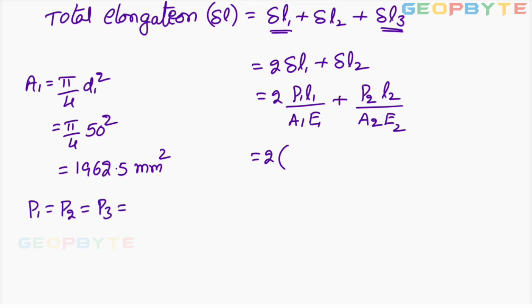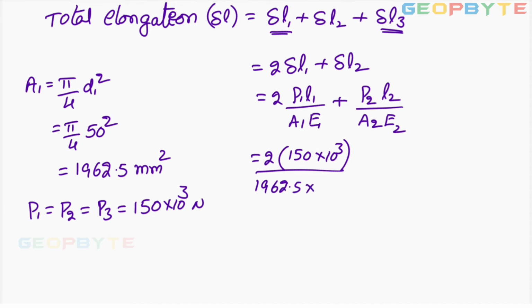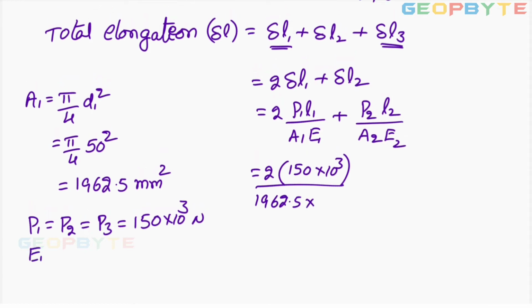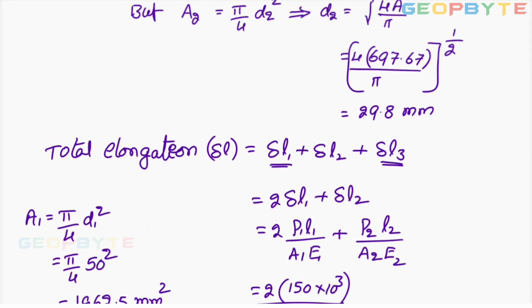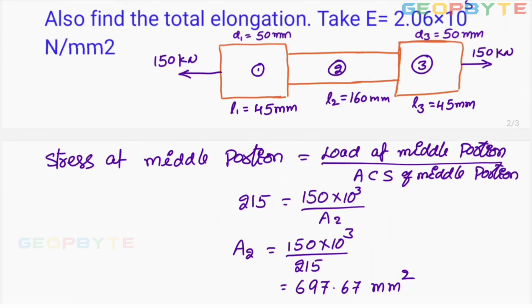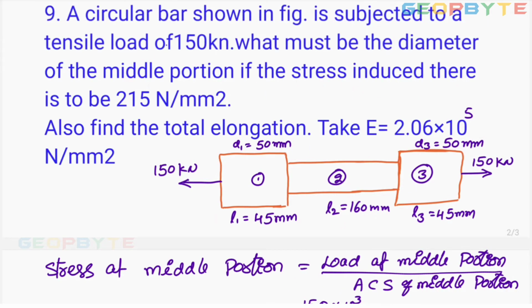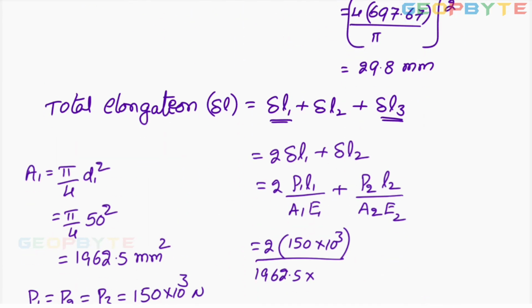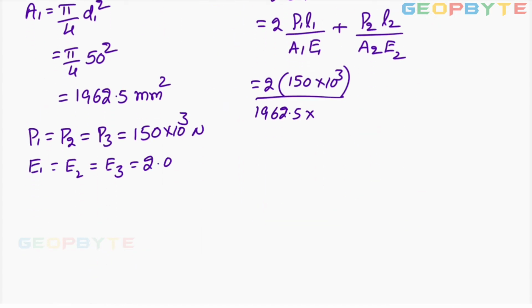Now the total elongation equals 2 into, of course, P1 equals P2 equals P3 equals 150 into 10 raised to 3 newtons. So 150 into 10 raised to 3 divided by A1, 1962.5, into E1. E1 equals E2 equals E3, because only one Young's modulus is given. So that value is 2.06 into 10 raised to 5 Newton per mm square.